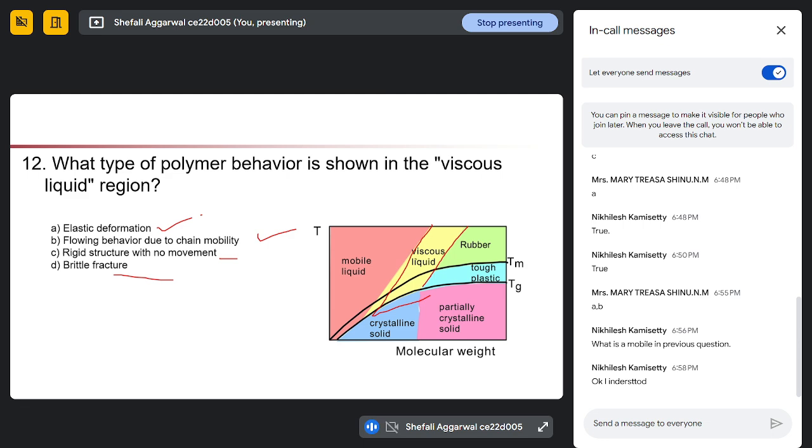So what is happening in the viscous liquid region? When we talk about glass transition temperature, in the viscous area, your chains will be mobile, they will have mobility. They will be in a moving condition, and because of that, your material or your solid will have a flowing behavior or viscous behavior. Okay.